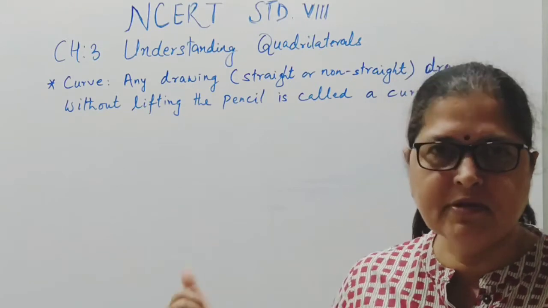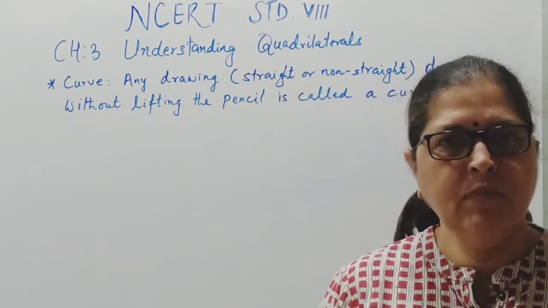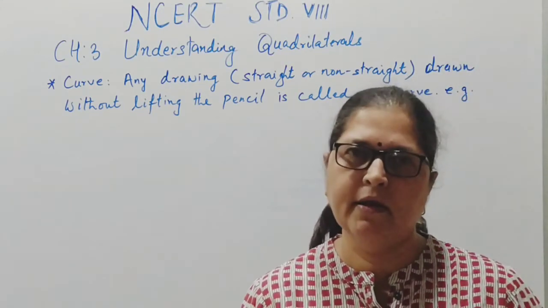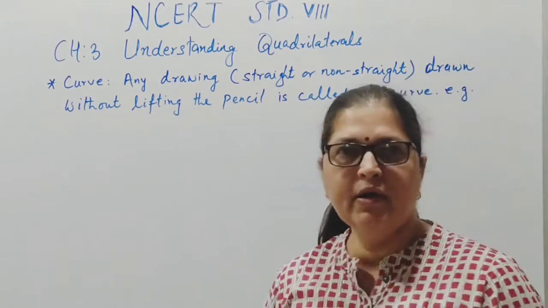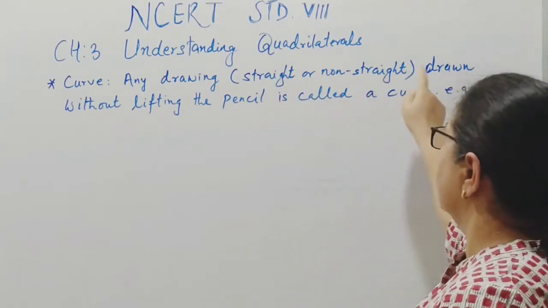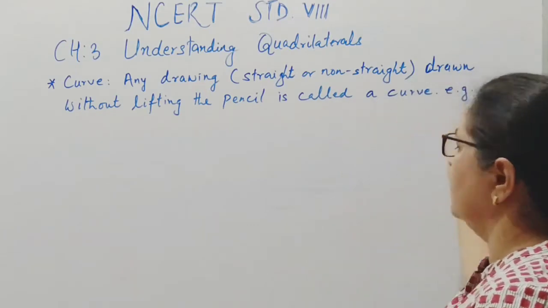Today we are going to start with Chapter number 3, Understanding Quadrilaterals, NCERT standard 8. Before starting the chapter we need to know certain terms which we are going to use again and again in this chapter. For example, number 1, curve. What is a curve? Any drawing, straight or non-straight, drawn without lifting the pencil is called a curve.